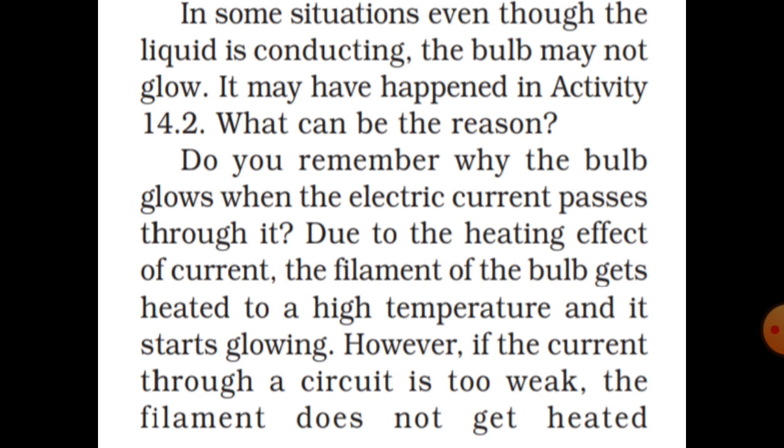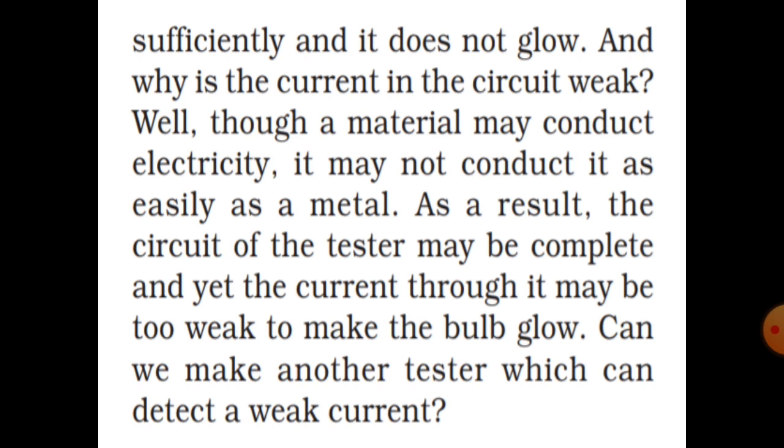In some situations, even though the liquid is conducting, the bulb may not glow. It may have happened in the activity. What can be the reason? Do you remember why the bulb glows when the electric current passes through it? Due to the heating effect of current. The filament of the bulb gets heated to a high temperature and it starts glowing. However, if the current through a circuit is too weak, the filament does not get heated sufficiently and it does not glow.